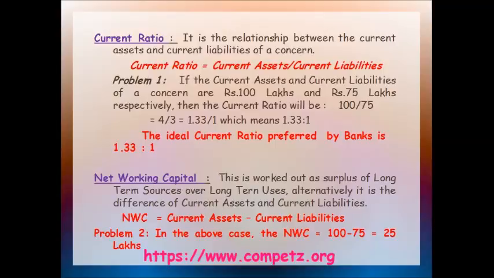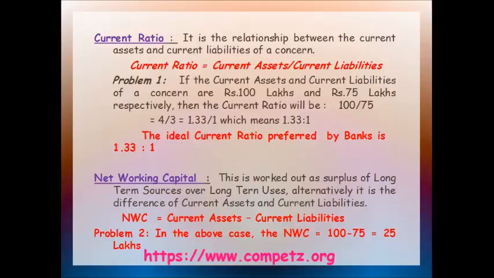If the current assets and current liabilities of a concern are INR 100 lakhs and INR 75 lakhs respectively, so 100 lakhs is your current assets and 75 lakhs is your current liabilities, then the current ratio is equal to current assets divided by current liabilities. So current ratio is equal to 100 divided by 75. We will get 1.33:1.